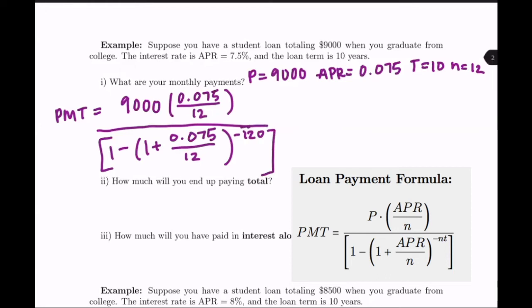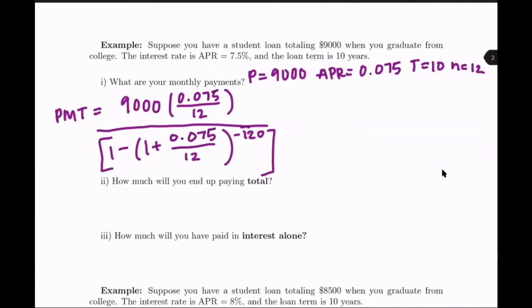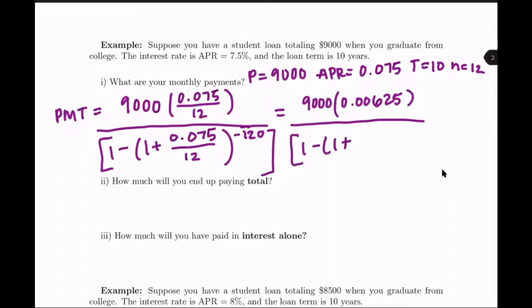All right, and then if you wanted to simplify this, one more step before you put this big boy into your calculator, you could do 0.075 divided by 12, just to make this look a little nicer. It's 0.00625. And then that just simplifies your equation a little bit.